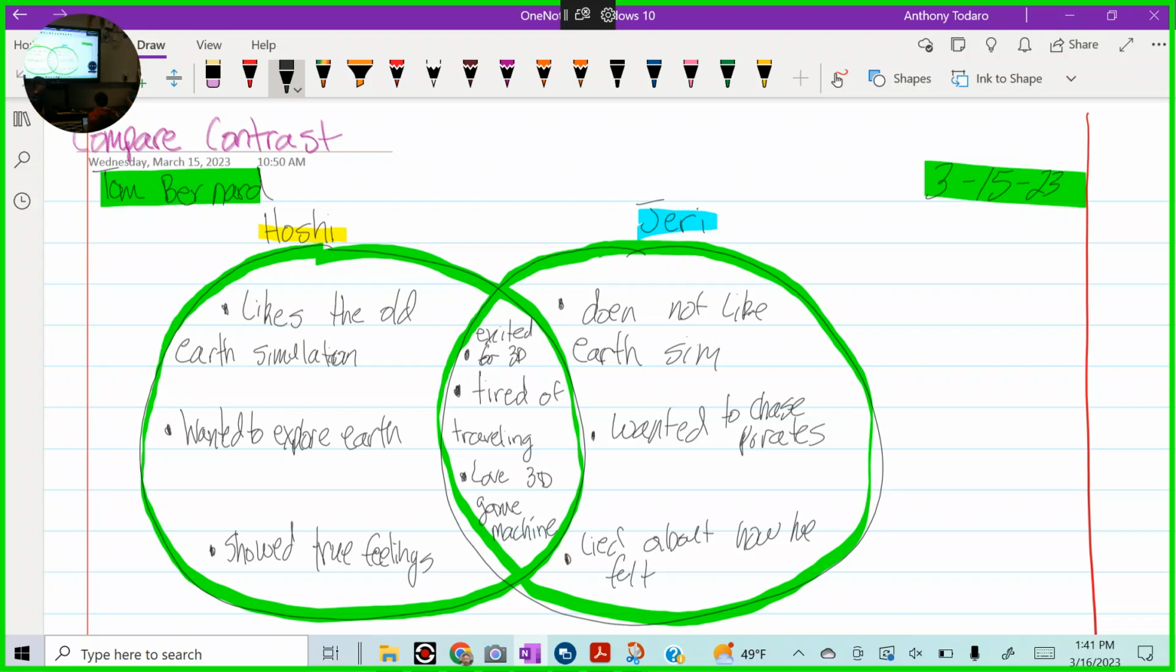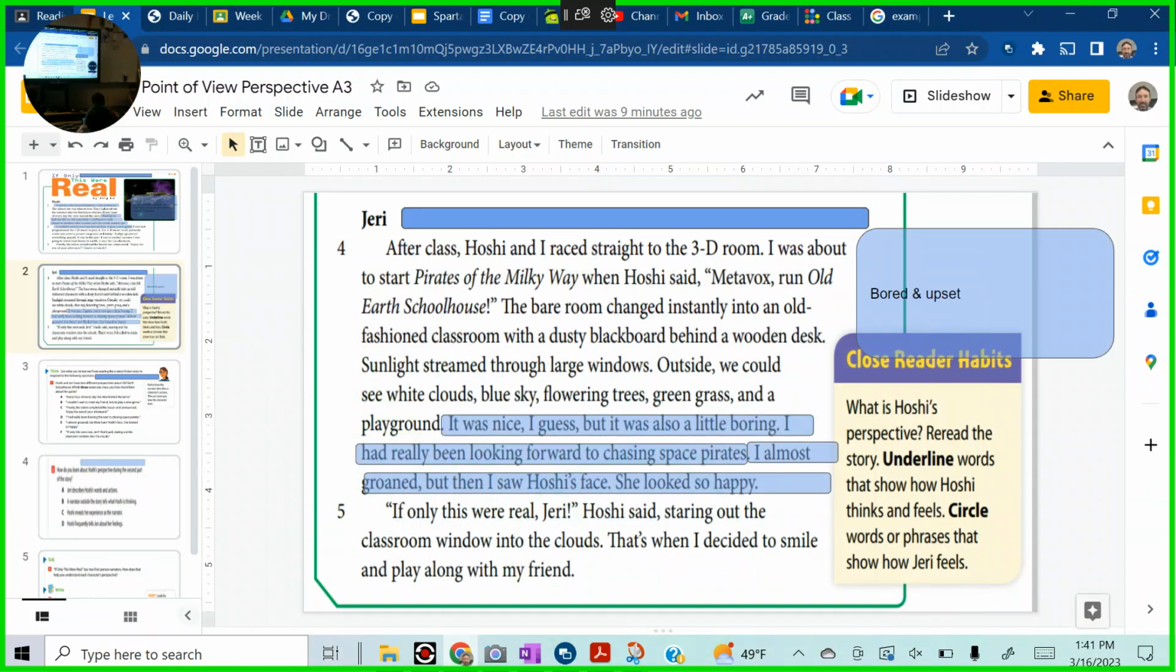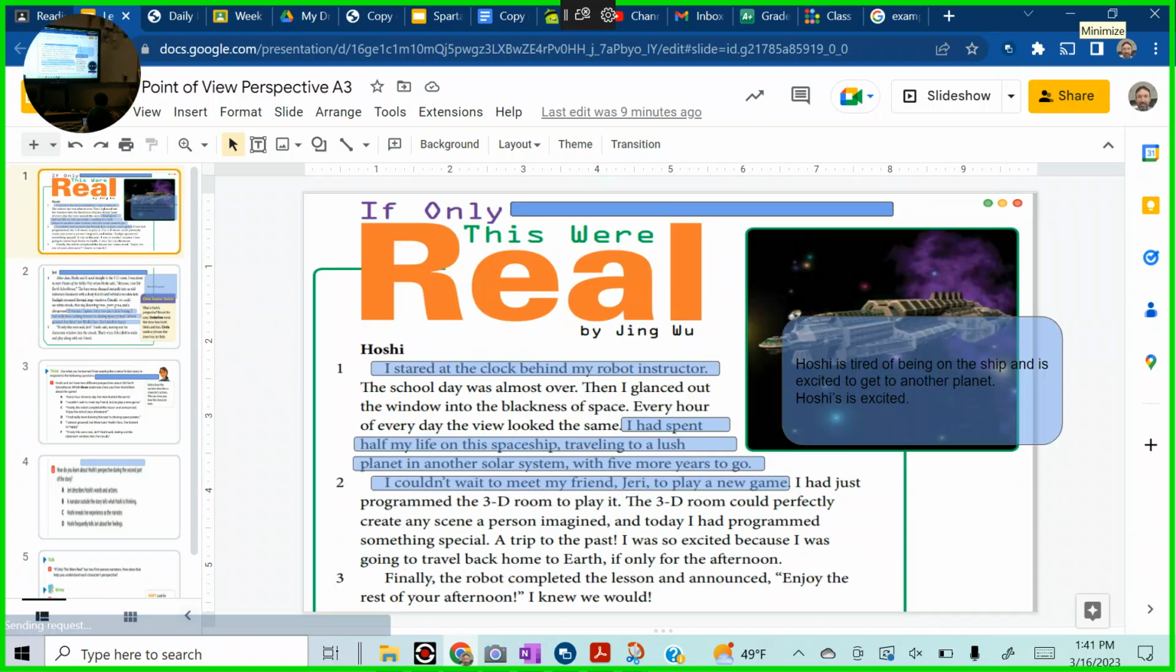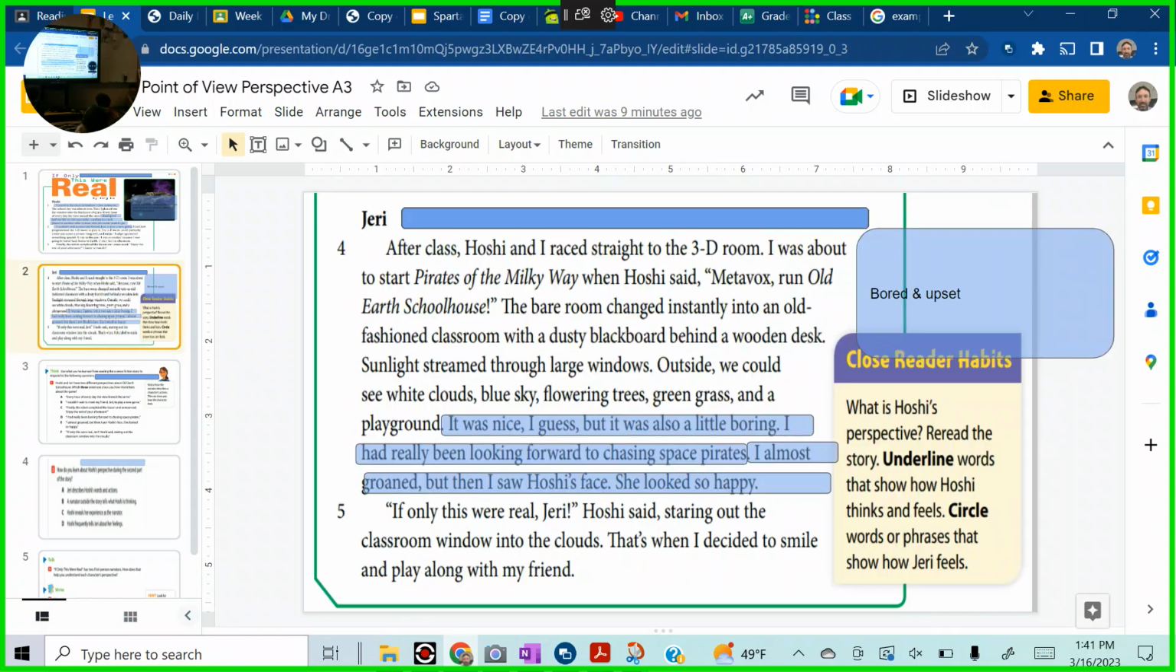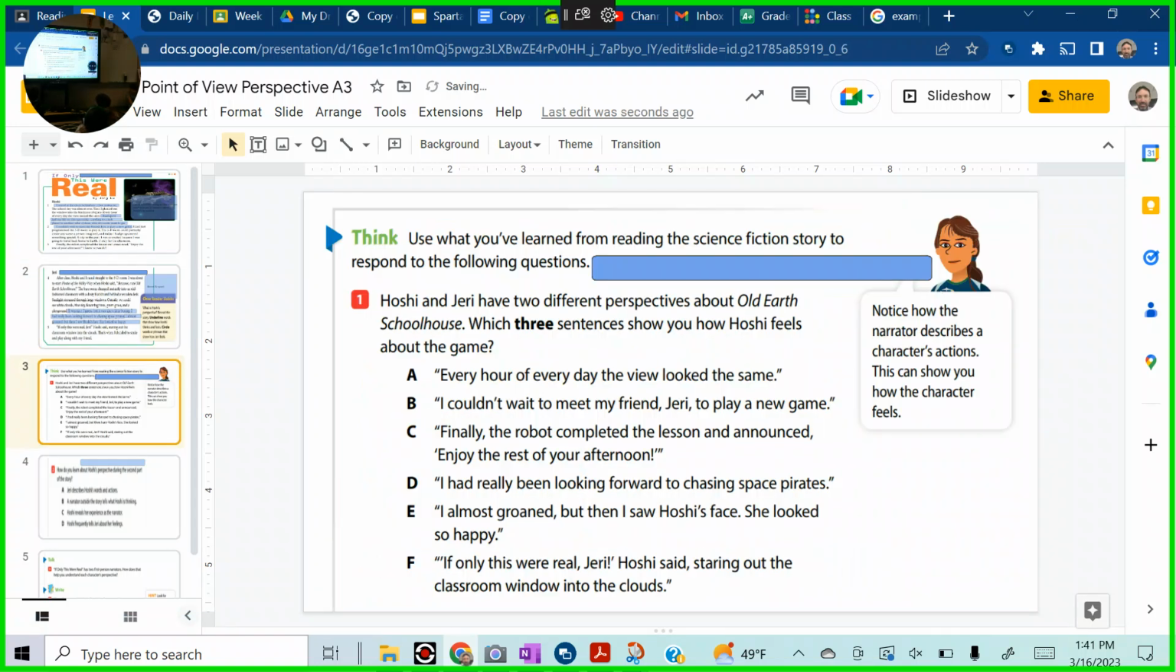So here's something that my homeroom came up with that I thought was really interesting. Actually, it was old Vinny, my son. Hoshi showed his true feelings, and Jerry kind of lied about how he felt. That's an interesting way of looking at it, right? That's pretty cool. You're going to take this Venn diagram and the stuff that you highlighted and the notes that you highlighted. Look at your little breakout box here. You're going to take that and use that information to answer this question here.